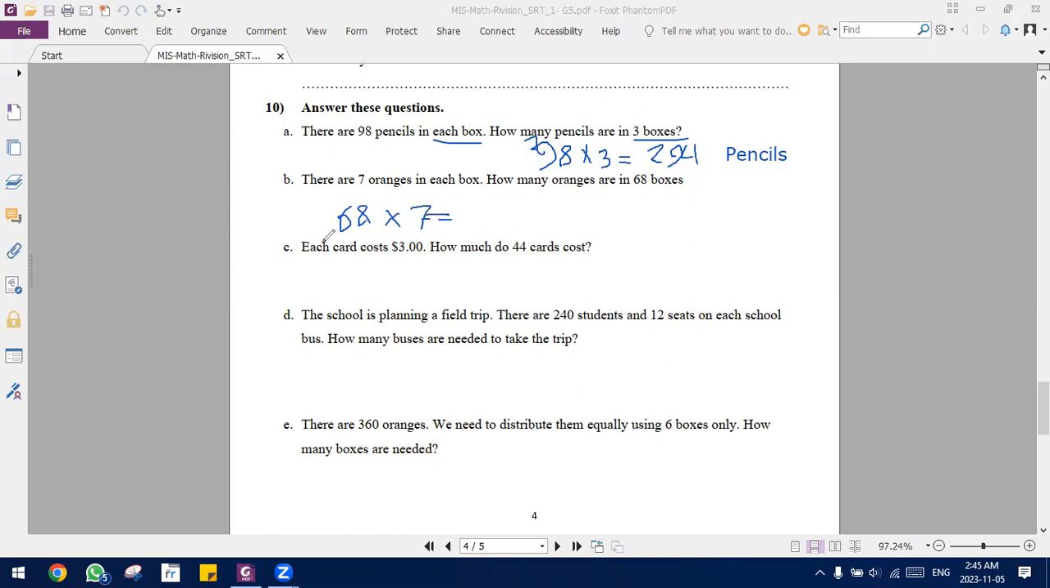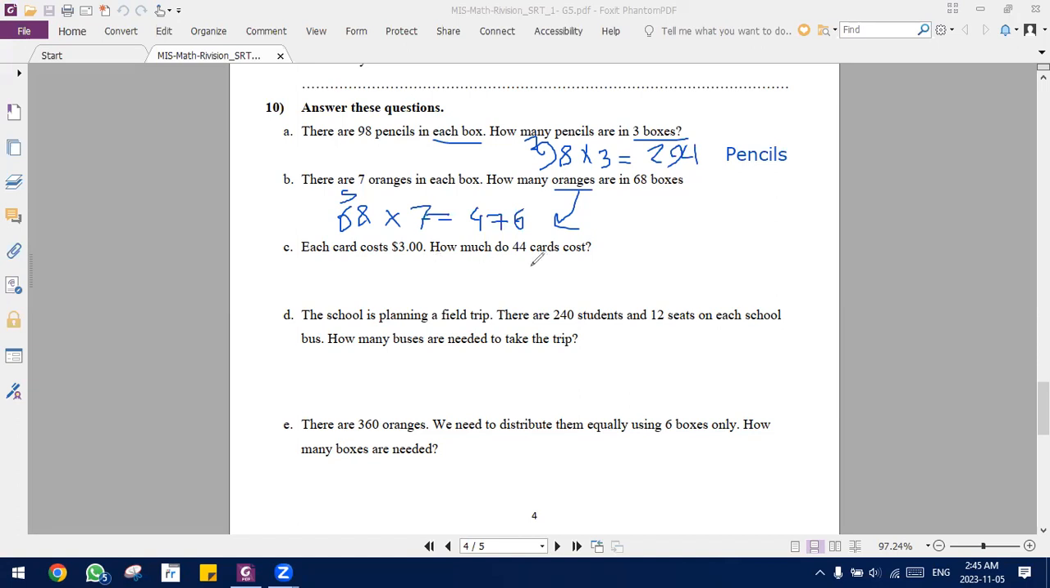So 8 times 7, 56. We write 6. We carry 5. Now 7 times 6 is 42. And 5, 47. Don't forget the unit. We read the question. It says how many oranges? So the unit is oranges. 476 oranges.